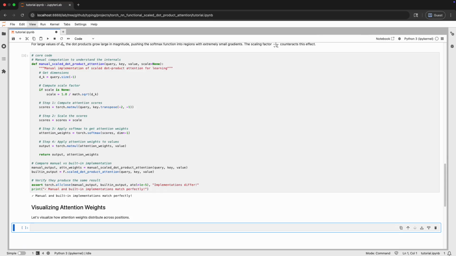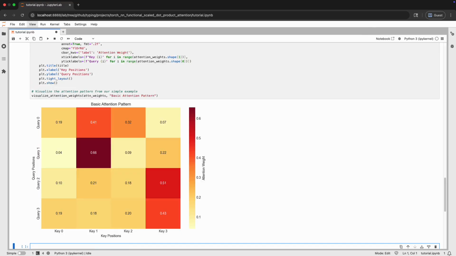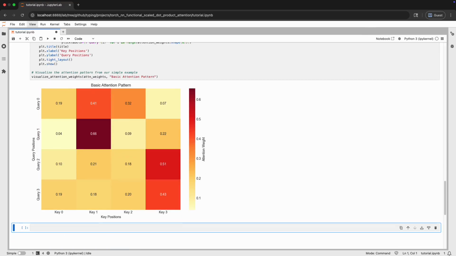Here I'm creating a visualization function that will show us the attention weights as a heat map. This helps us see which positions are attending to which other positions. Looking at this heat map, we can see the attention pattern from our basic example. Each row represents a query position, and each column represents a key position. The values show how much attention each query pays to each key. Notice how the attention weights in each row sum to 1, thanks to the softmax normalization.